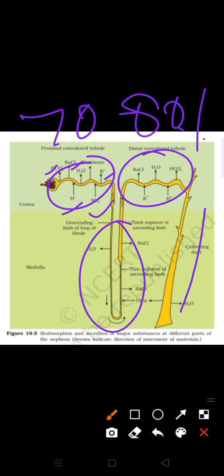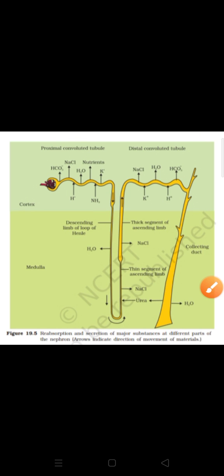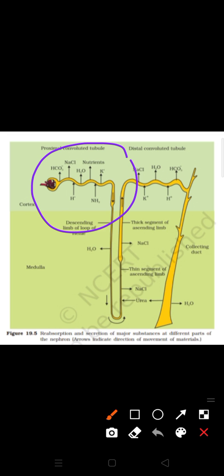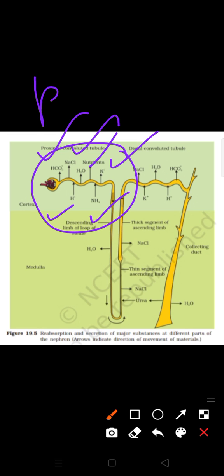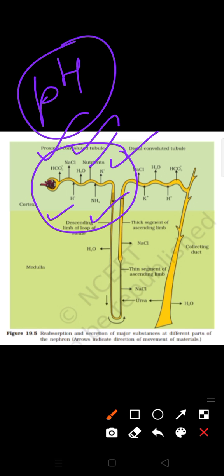PCT also helps to maintain the pH balance. Body fluids, hydrogen ions, especially hydrogen ion, ammonia, potassium ions, all the things, even HCO3 negative is also absorbed in this region. Please remember this diagram, it is very important children. HCO3, NaCl, H2O, all the nutrients, potassium, ammonia and hydrogen ion. If hydrogen ion is absorbed here, it balances the pH. So these many things are filtered in this area.